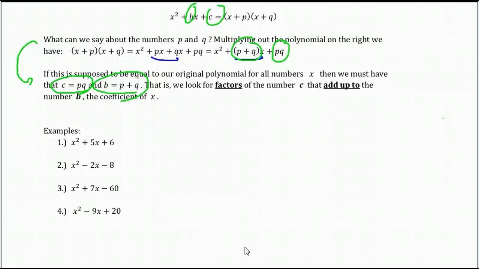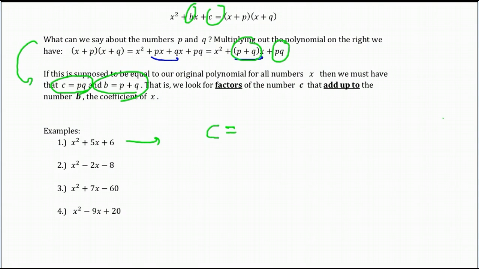So what does that say? What should we do? We should look for factors of c, our constant term in our polynomial, that add up to b, which is the coefficient of x. And that's why we do it. If it's going to factor, that's what we're going to have to find. And we're going to assume in these examples that the numbers b and c are integers. If they're fractions or square roots or something else a little harder, then it becomes much tougher to do. So we're just going to assume that these coefficients are integer values.